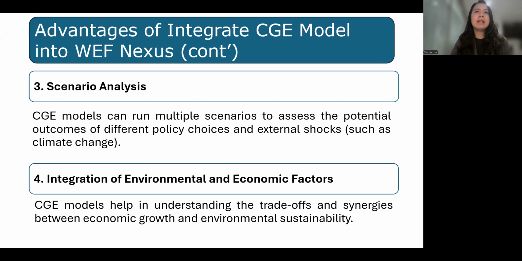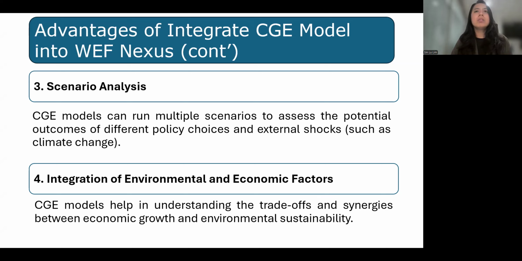It can also act as a scenario analysis tool to run multiple scenarios to assess the potential outcome of different policy choices and external shocks such as climate change. This can help the government prepare for future uncertainty and make informed decisions to enhance resilience across the WEF sector.